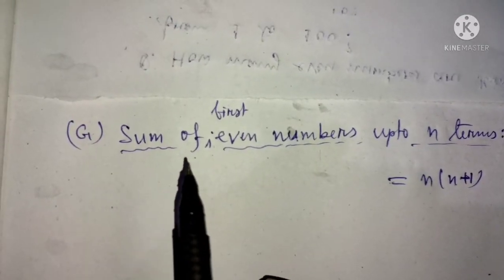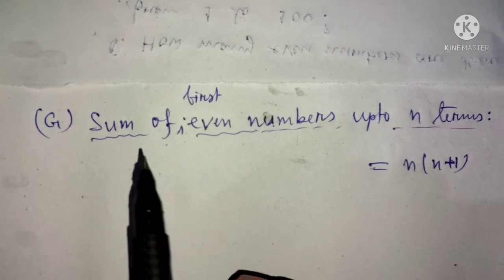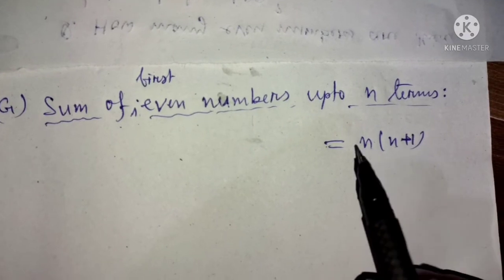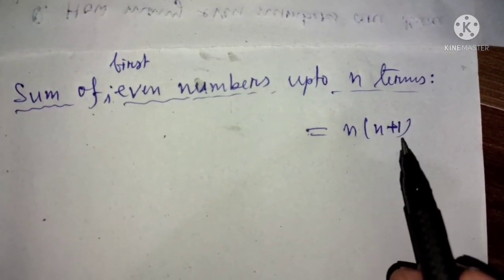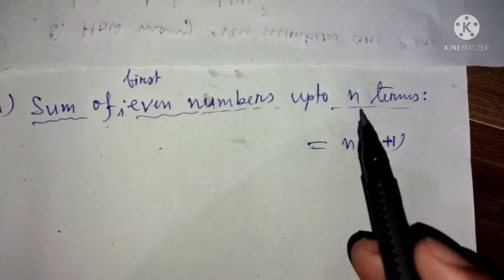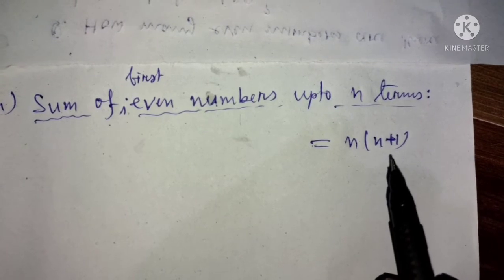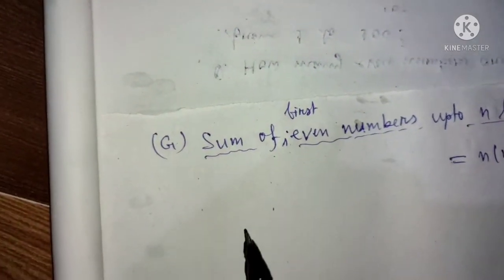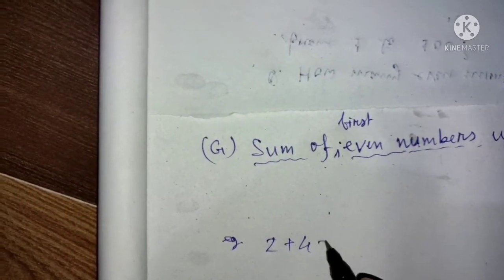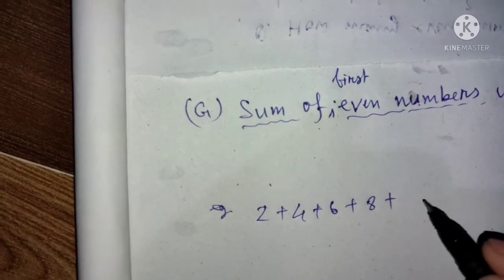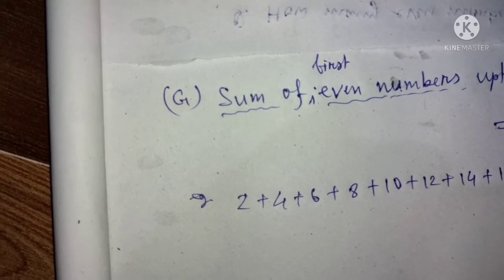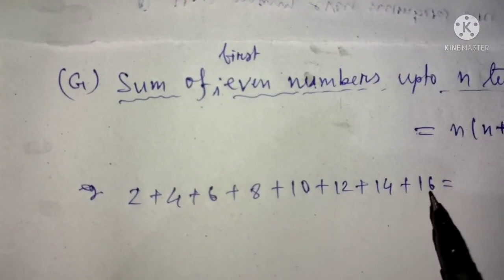Now another important, or the last important, part of this video is the sum of the first even numbers up to n terms, and this is equal to, as I have written here, n into n plus 1. So the sum of the even numbers up to n terms is equal to n into n plus 1. For example, if we need to find the sum of 2 plus 4 plus 6 plus 8 plus 10 plus 12 plus 14 plus 16, and so on. Now I have considered this much only.